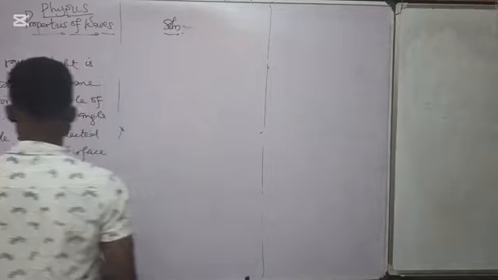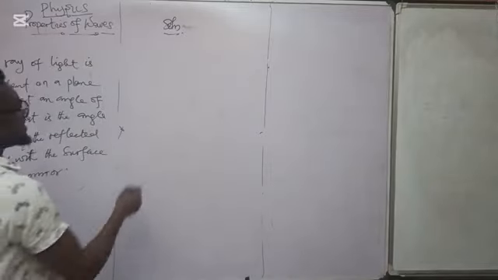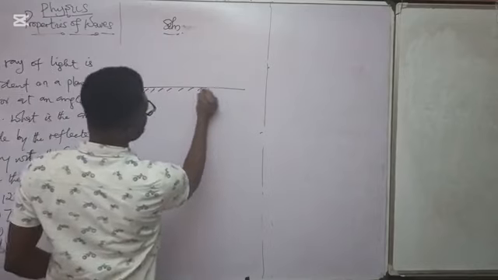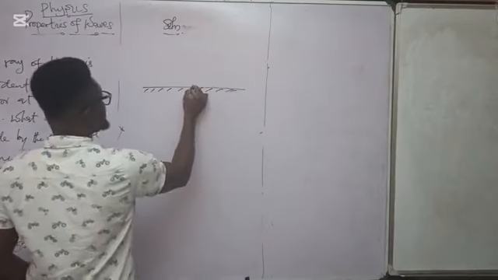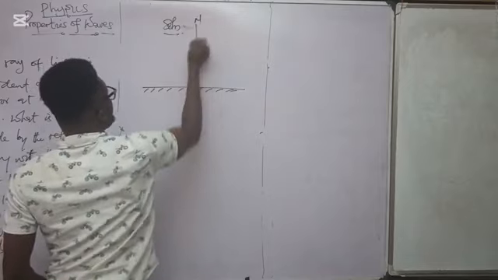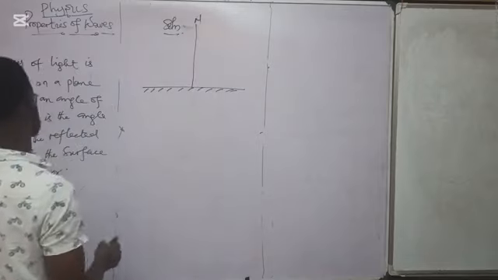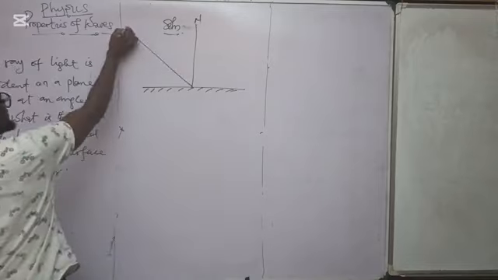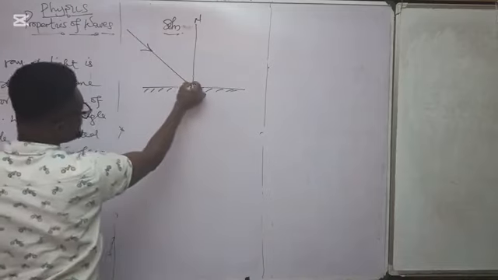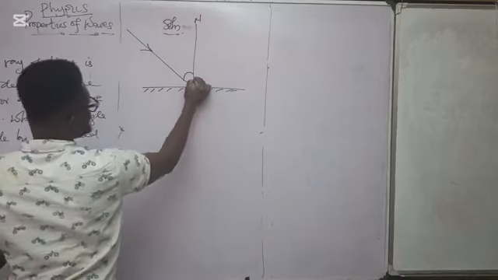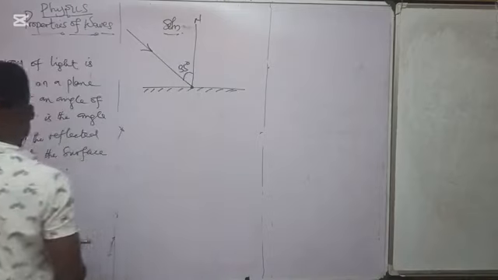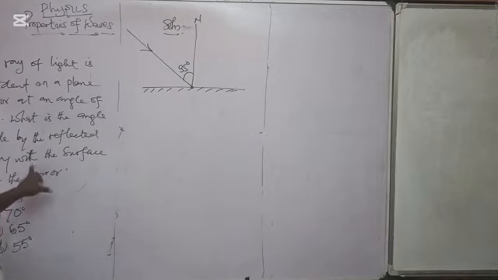A ray of light is incident on a plane mirror. Let's say we have a plane mirror here. Here we are going to have the normal, right? Here is the normal line. Now, a ray of light is incident on a plane mirror at an angle of 35. Now, this is the ray. This ray is incident at this very point at what angle? Angle of 35 degrees. Now, what is the angle made by the reflected ray with the surface of the mirror?